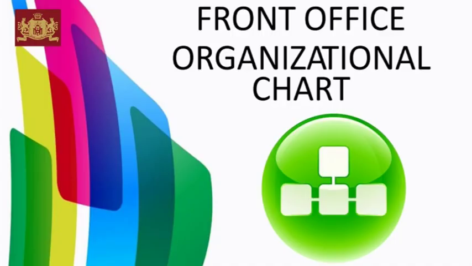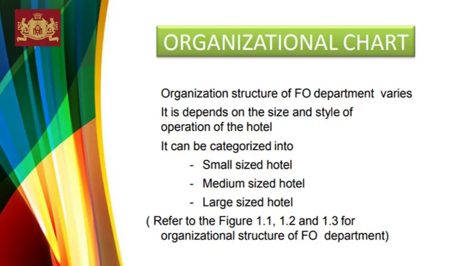Now let's understand more about the organizational chart of the front office department. When we are talking about the organizational chart, we are trying to understand the size and style of operations of the hotel. It can basically be categorized as small size hotel, medium size hotel, large size hotel, depending upon the budget.